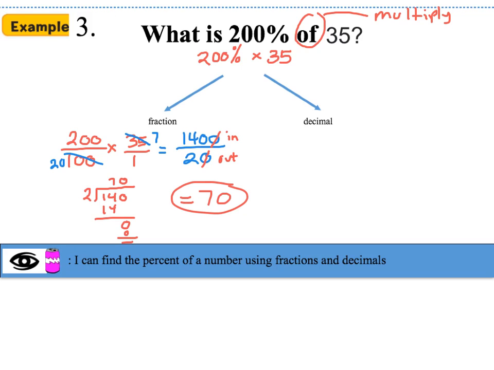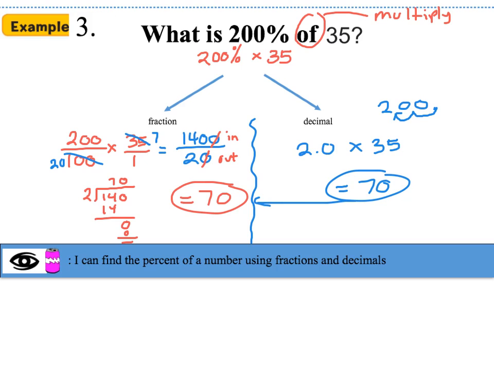Let's try doing the same problem using decimal forms now. If I want to make 200% look like a decimal, what I can do is I can just divide by 100. So my decimal form becomes 2.0. If I multiply that with 35, because "of" means to multiply, and I multiply 35 times 2, I still get 70. Notice that both answers are the same. So using both methods, I can still say that 70 is 200% of 35.